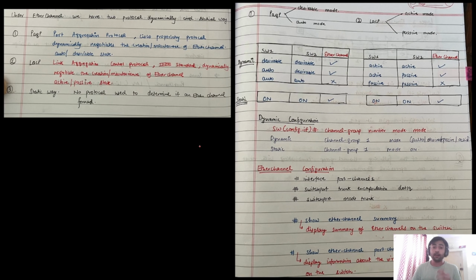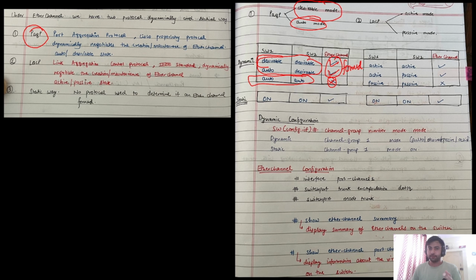Let's understand how many types of Layer 2 EtherChannel protocols we have. There are two types of protocol, dynamic and static. In dynamic, we have two, PAgP and LACP. PAgP is Port Aggregation Protocol, which is a Cisco proprietary protocol. It has two modes, desirable and auto. If desirable meets with any of the modes, the trunk or the EtherChannel will be formed. And if it is auto, that means no EtherChannel will be formed.